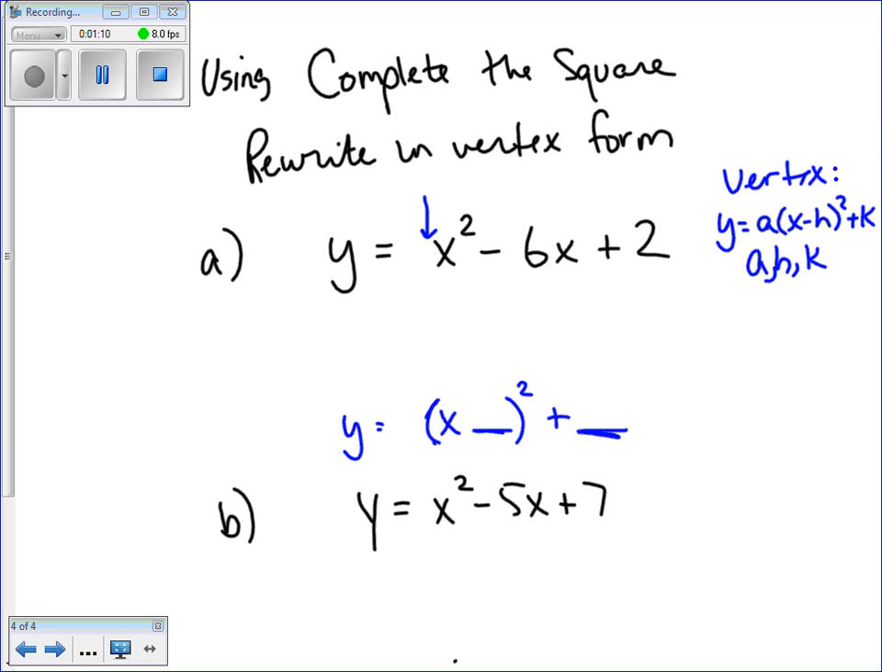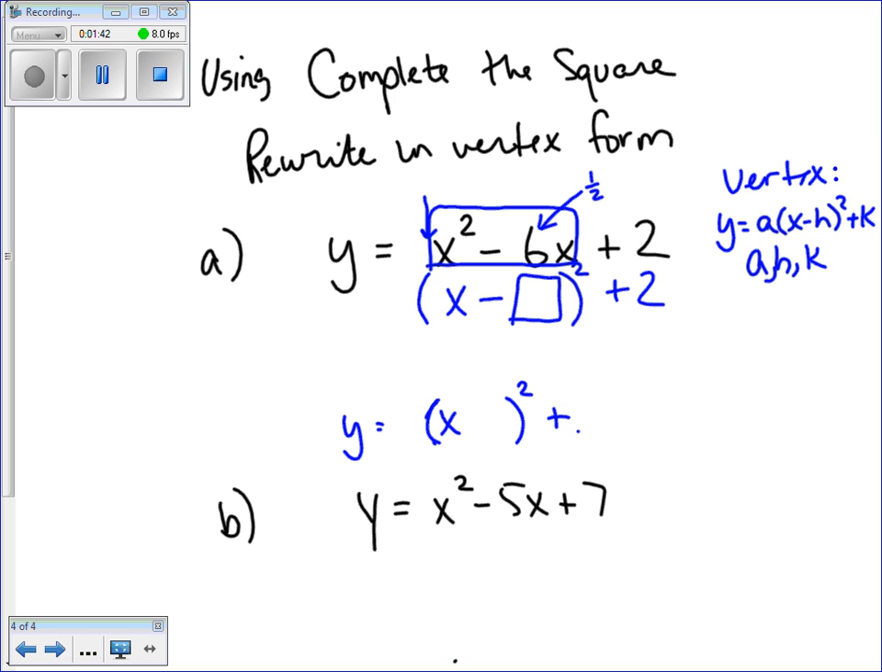Now the thing is we have to rewrite this problem, but we still have to maintain that it's equivalent to x squared minus 6x plus 2. So what I want to do is think about just this part here, x squared minus 6x, and how I might write that as something x minus something squared. And what we decided in class after using the tiles is that number always turned out to be half of this number. So I'm going to put a 3 there. But of course, x minus 3 squared is really x squared minus 6x plus 9.